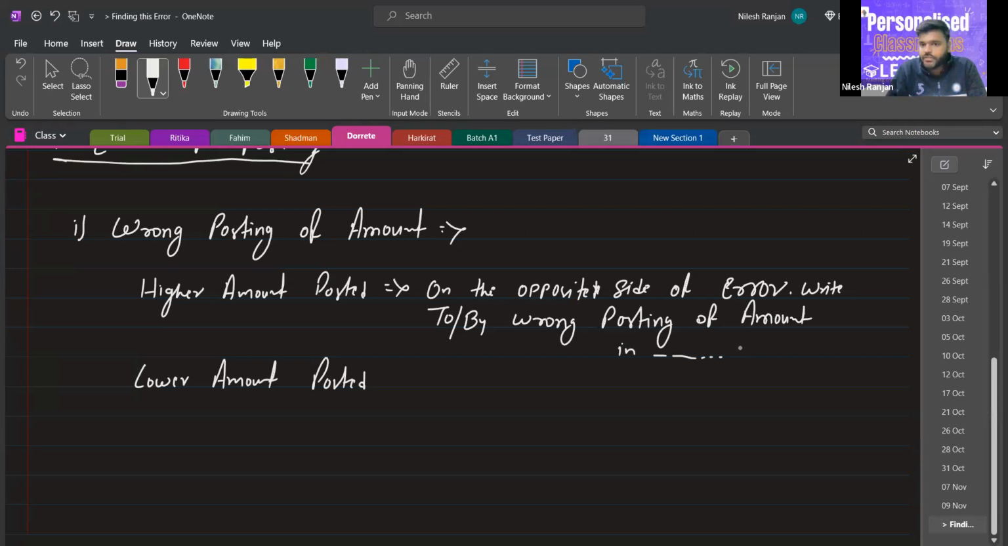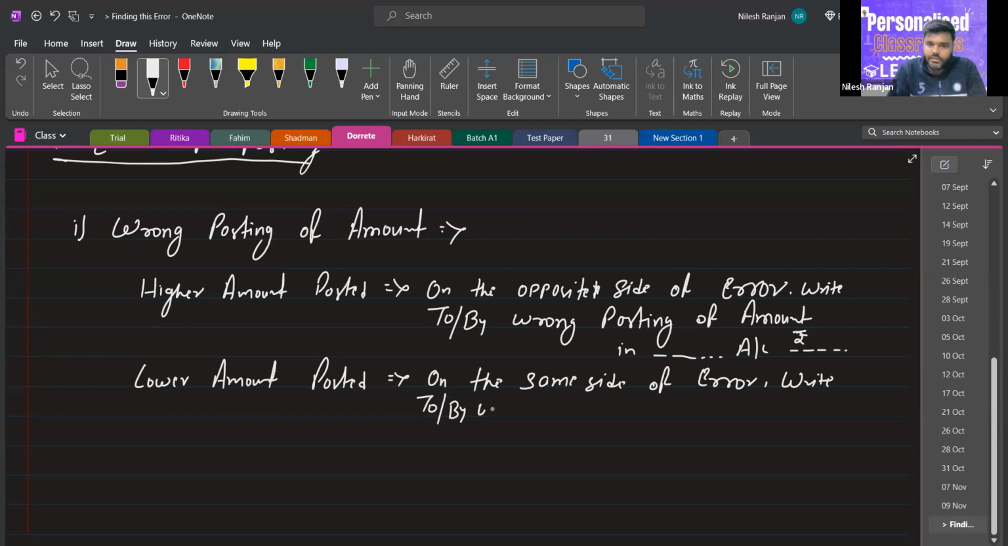In a specific account, and then you will write the amount. And if a lower amount is posted, then on the same side of error, write "to" or "by" wrong posting of amount.